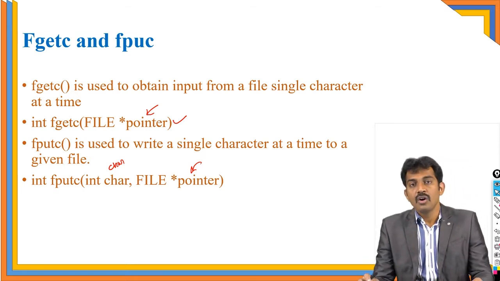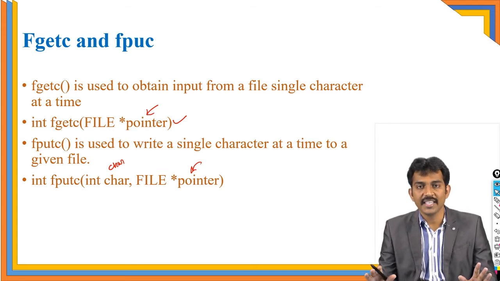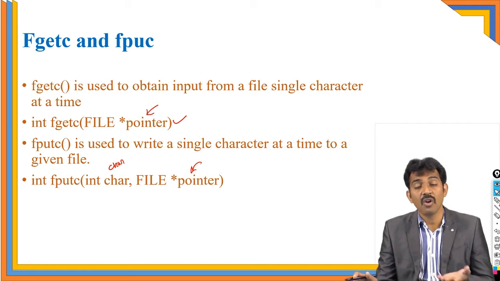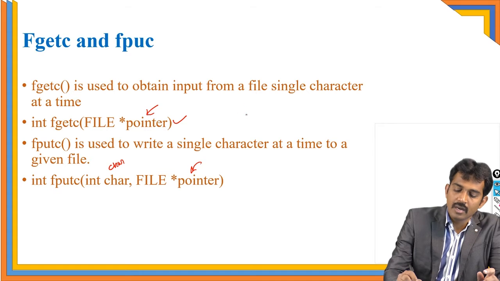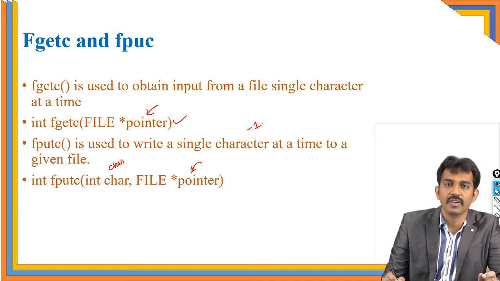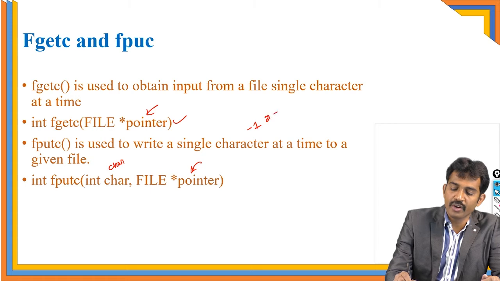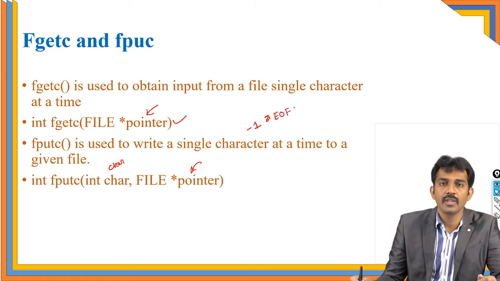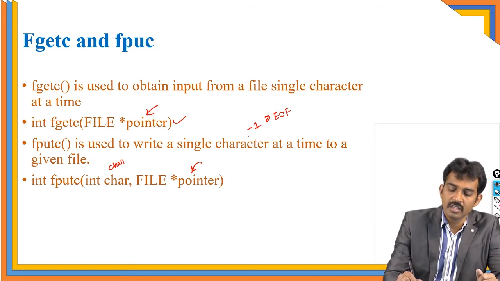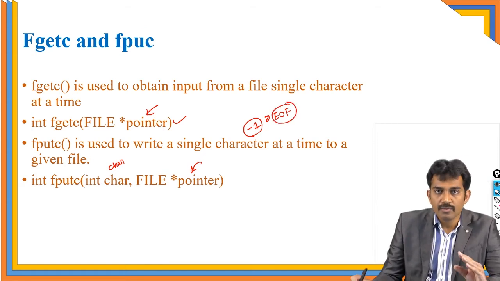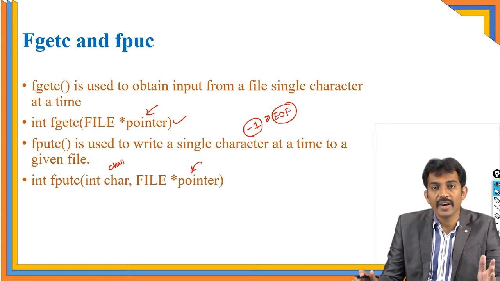Is this clear? Both functions are used to read and write a single character at a time. For example, if you read the entire data from the file, how would you know what the last character of the given file is? We don't know, right? But please remember, the end of every file is represented with -1, or you can use EOF, end of file. You can use either -1 or EOF to find the end of the file.